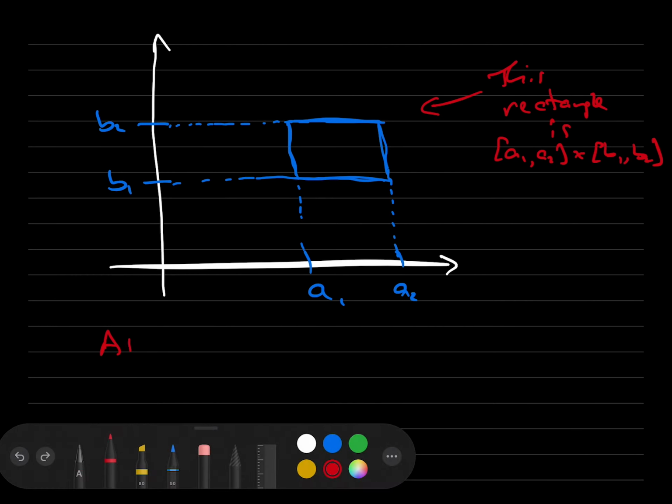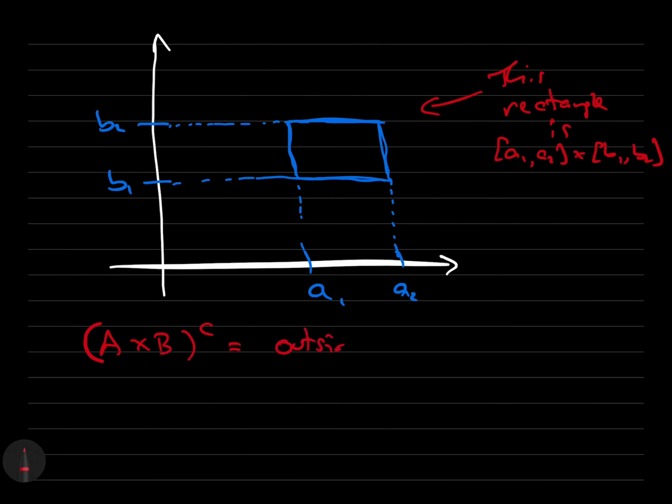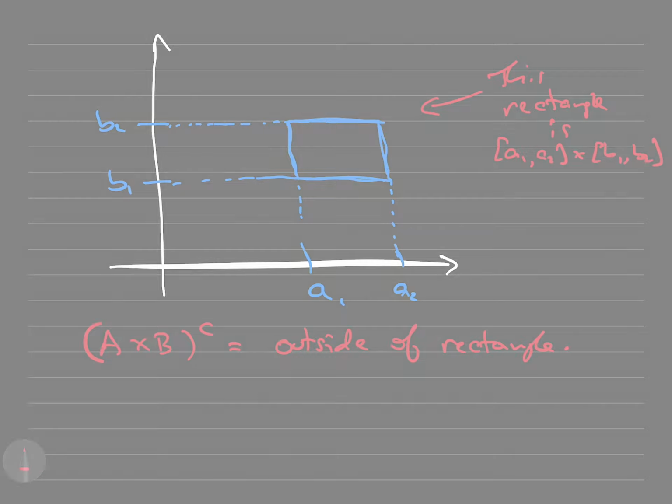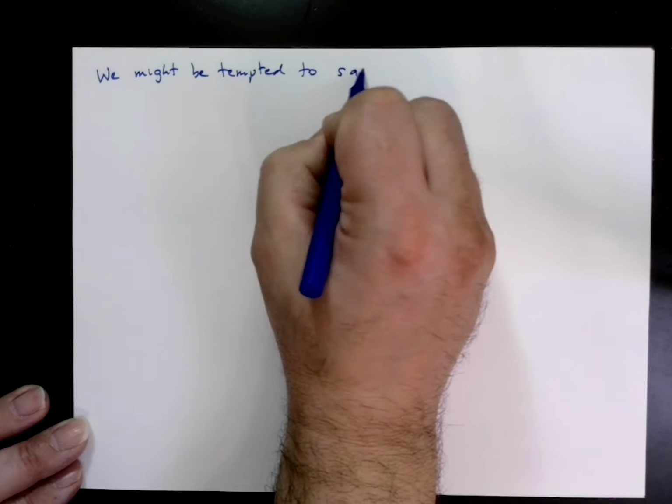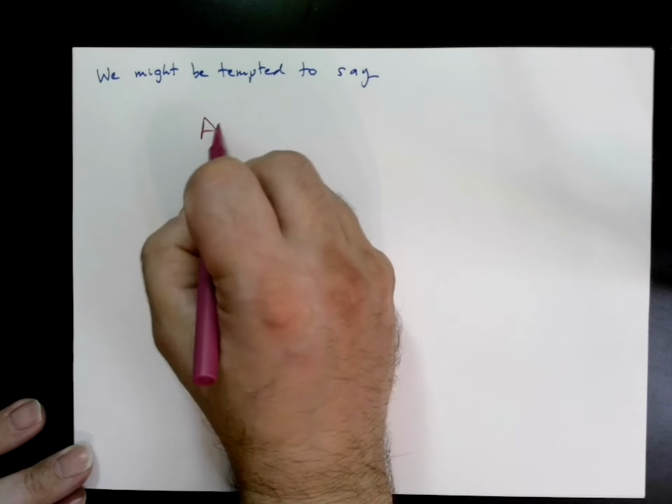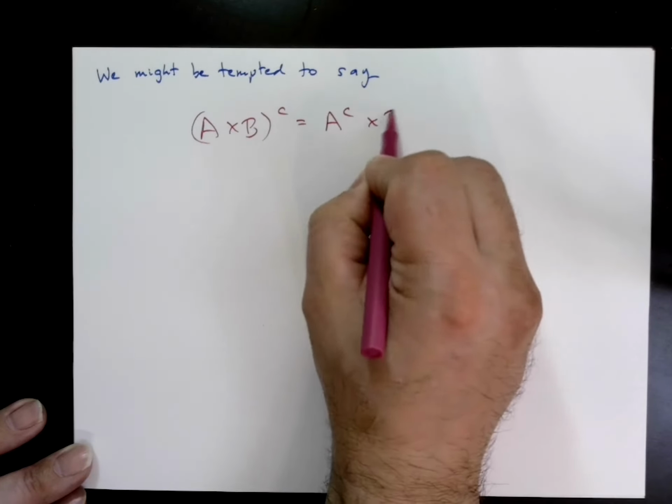We can also ask, what is the complement of A times B? It is the entire plane minus a rectangle. And note that it is not a Cartesian product. More on this in a moment. We might be tempted to say that the complement of A times B is the complement of A times the complement of B, but this is false.